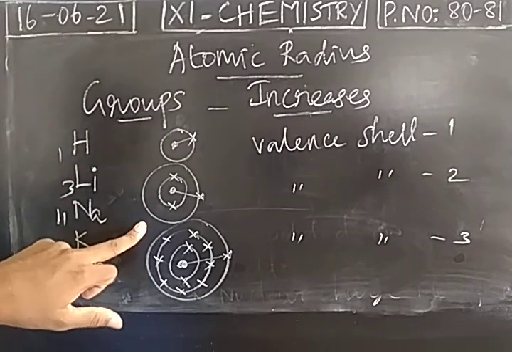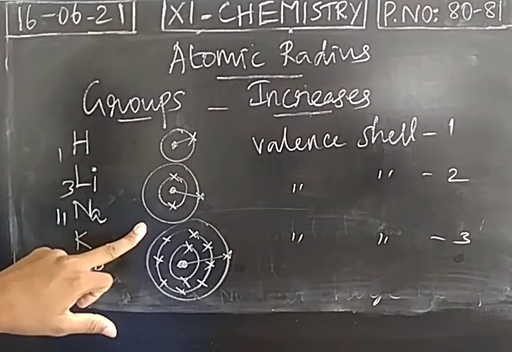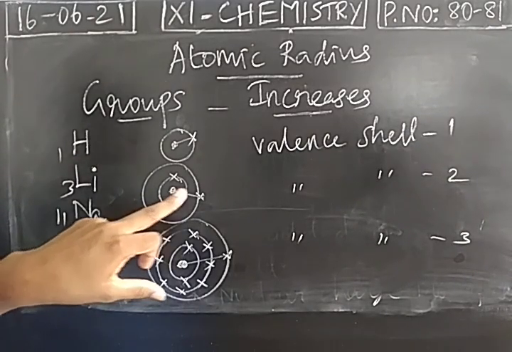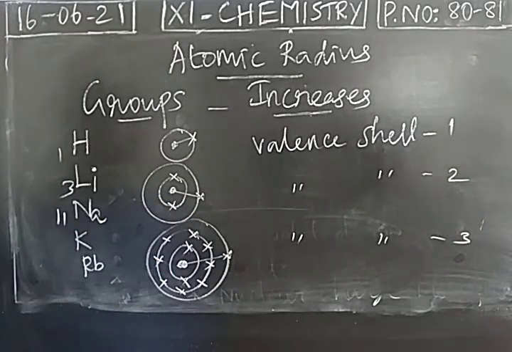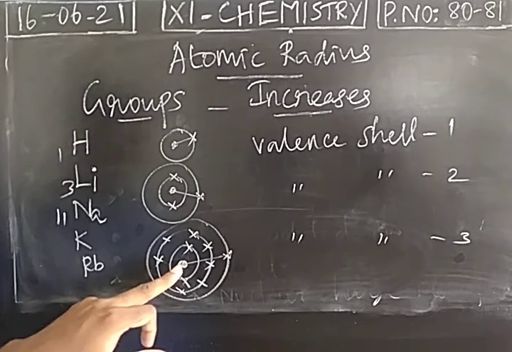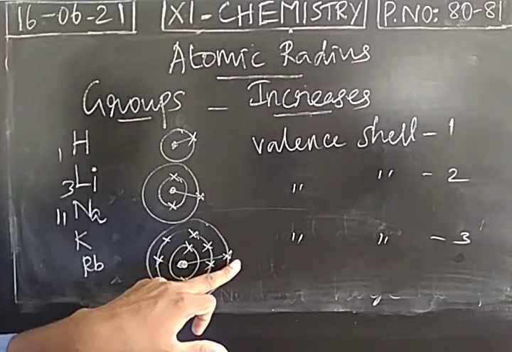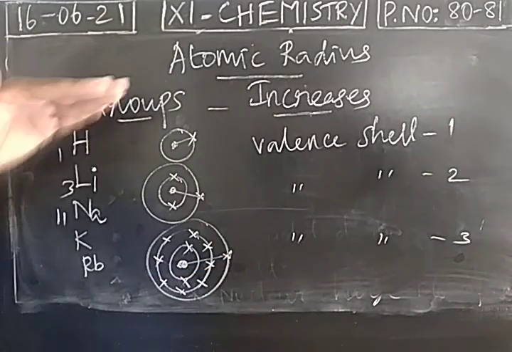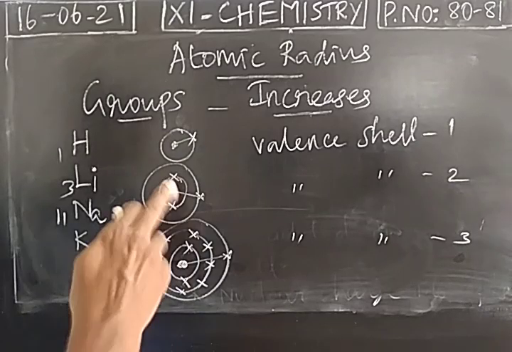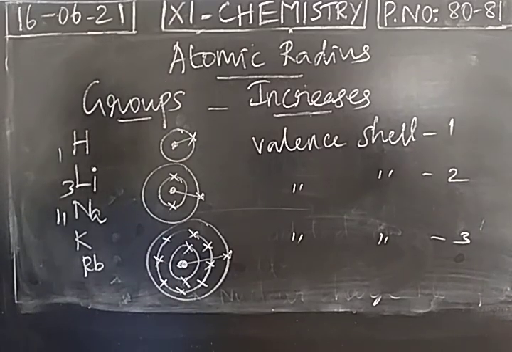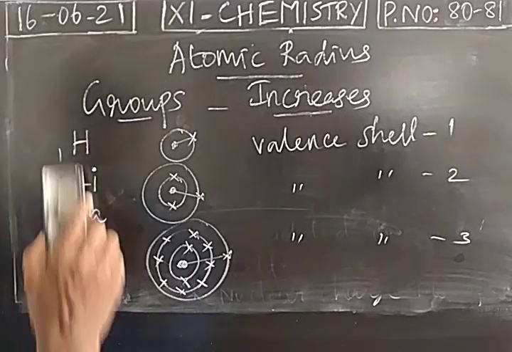Comparing this, atomic radius is more for lithium, so the attraction between the nucleus and the valence electron will be less. Here also distance is increased, so the nucleus will not effectively attract the valence electron. Top to bottom, atomic radius increases, electrons are added in the next cell, distance increases, so definitely the attractive force will be decreased. This is the variation of atomic radius in periods and groups.